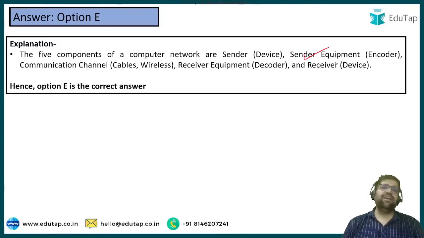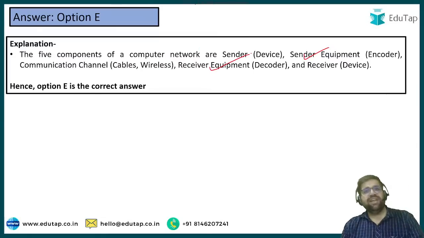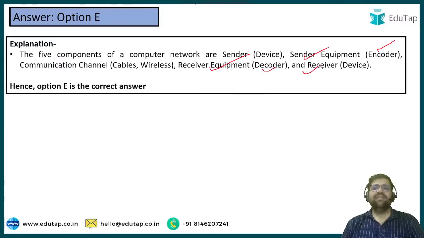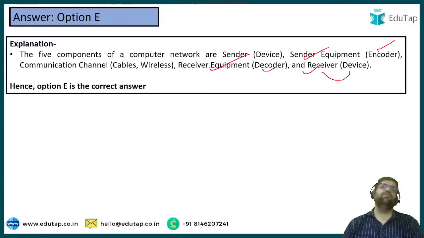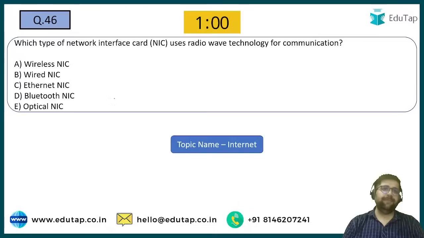It is a kind of encoding which takes place so that their message goes on in a very safe format. Then there is a channel. Then you have your receiver equipment where decoding is done. Because here encoding is there, then decoding has to be done, right? And then you have your receiver. Receiver is the person who is taking the message. Here, mind you, adjuster was the wrong term. Okay, therefore, the answer was option number E.